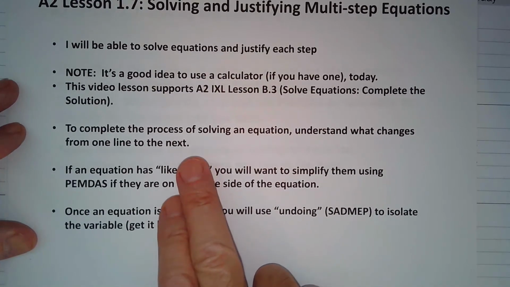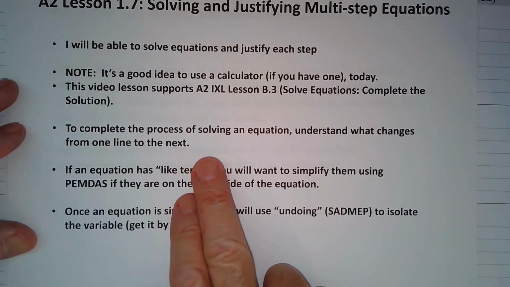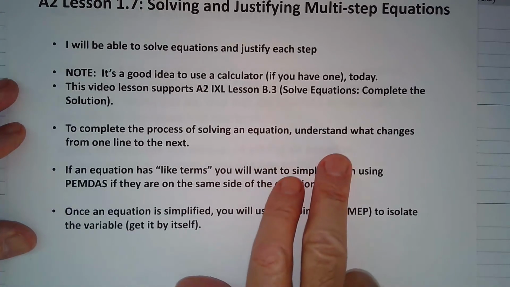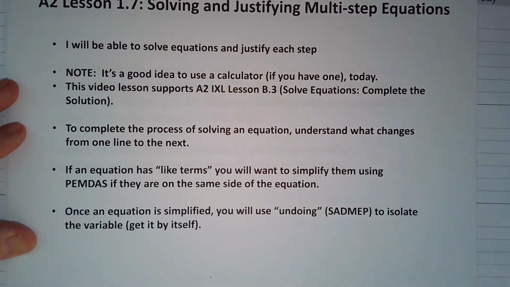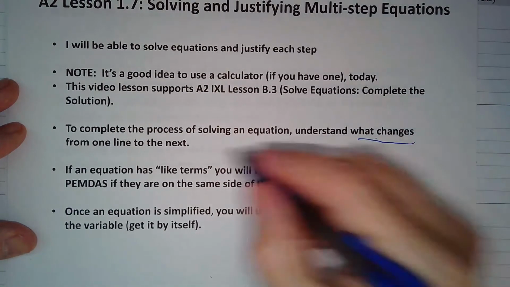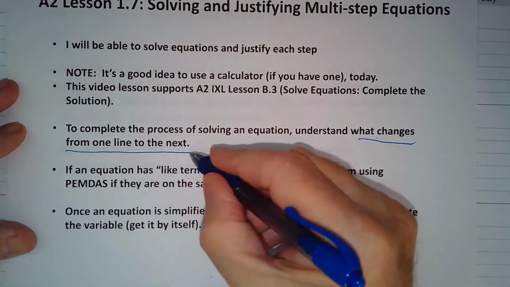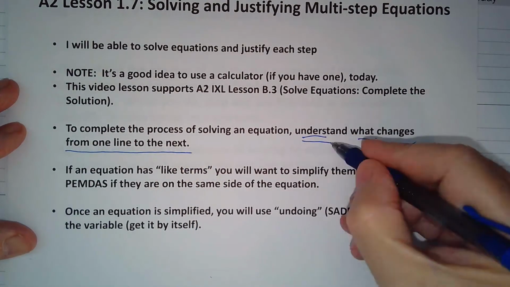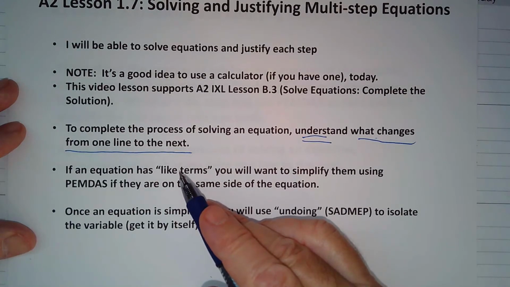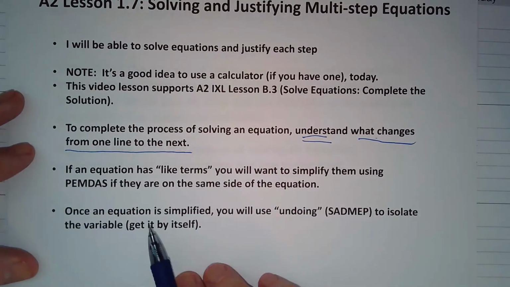Now, to complete the process of solving an equation, the bottom line is you have to understand what changes from one line to the next. You have to understand what changes from one line to the next. So visualize it, look at it. What is it telling me? What do I have to do to go to the next thing?